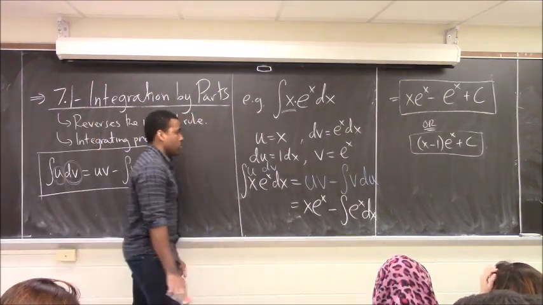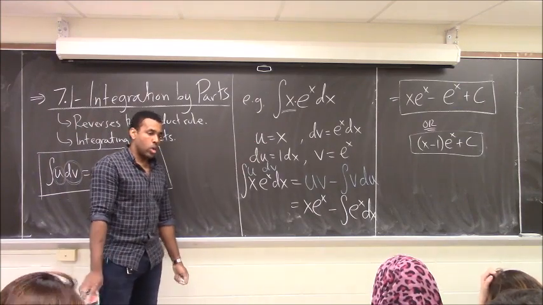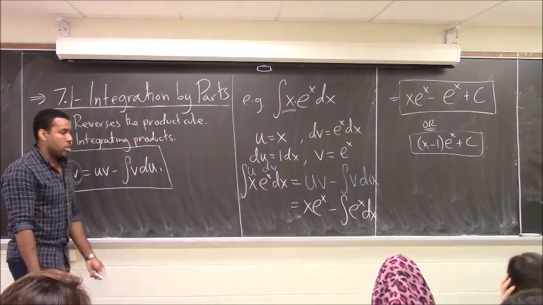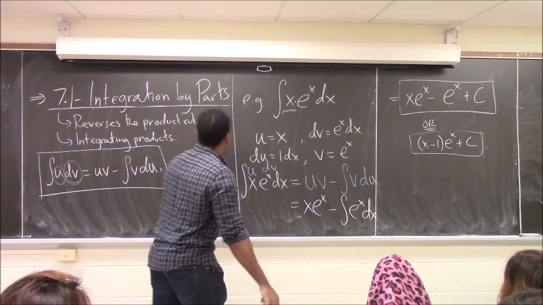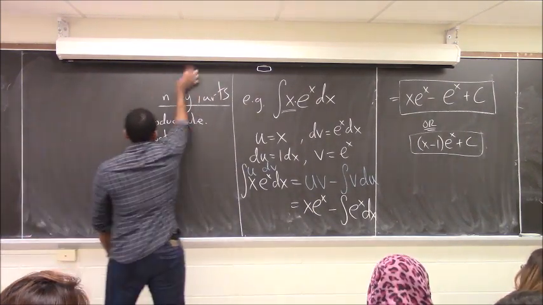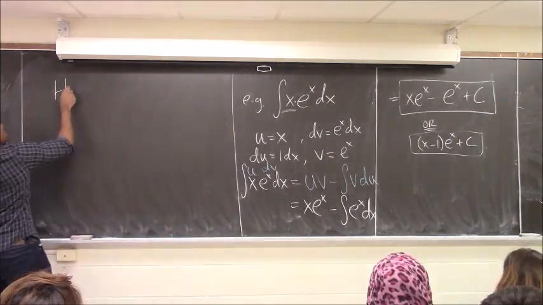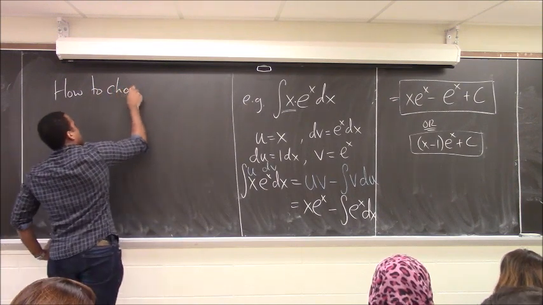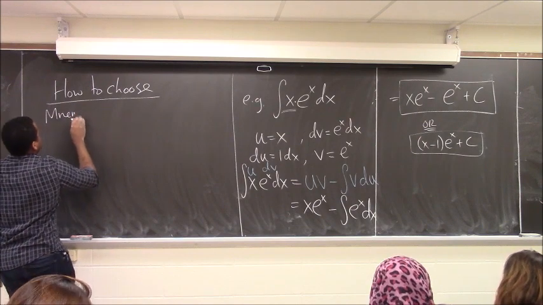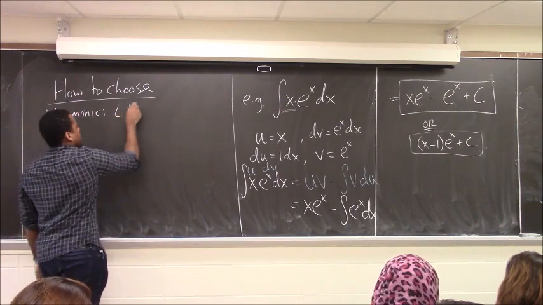Now, it might have seemed obvious to you that picking u to be x would work out here because the derivative is just 1. That will clearly make things easier. But it is not always obvious to make the choice. So let's actually talk about how to make the choice. And of course we have a mnemonic for this one. It is called LIATE.